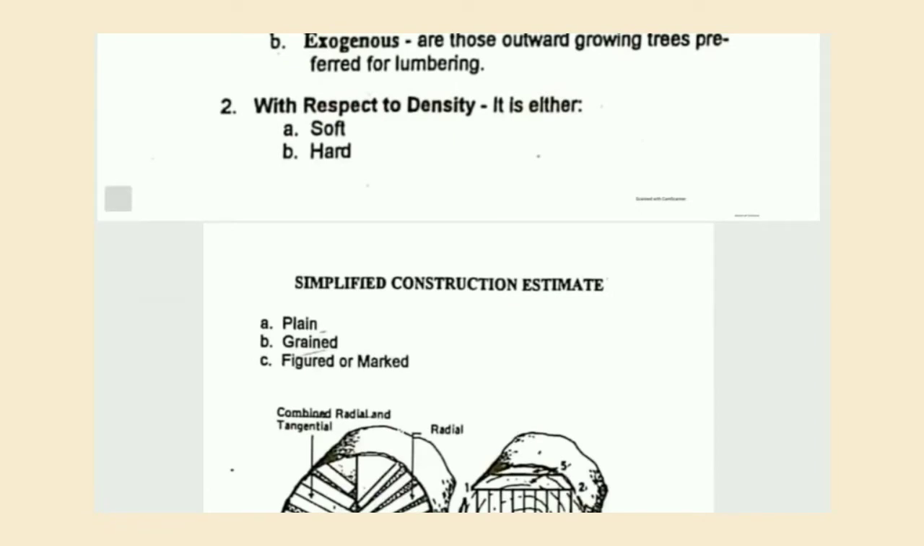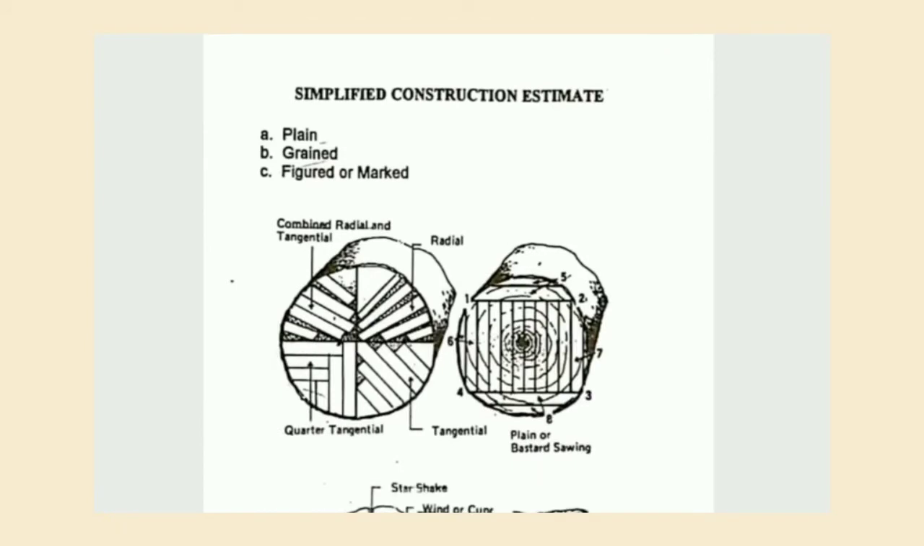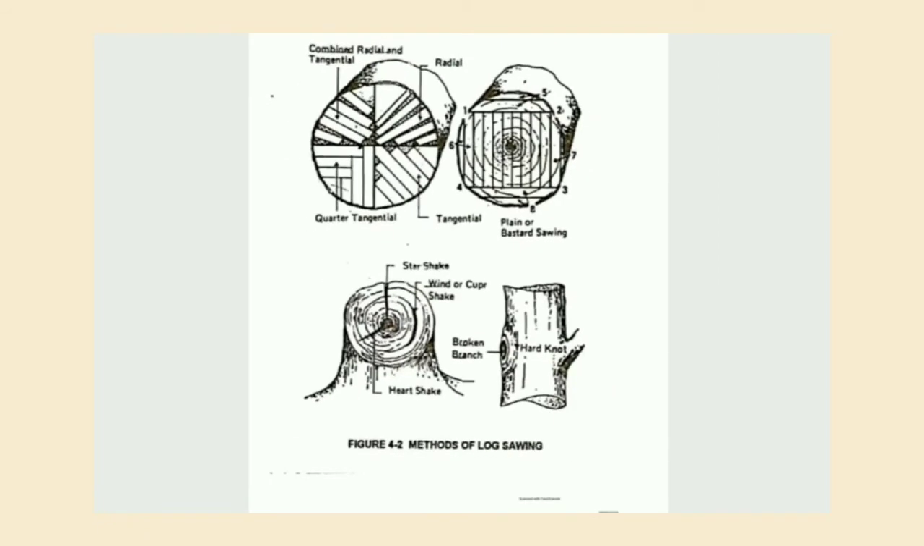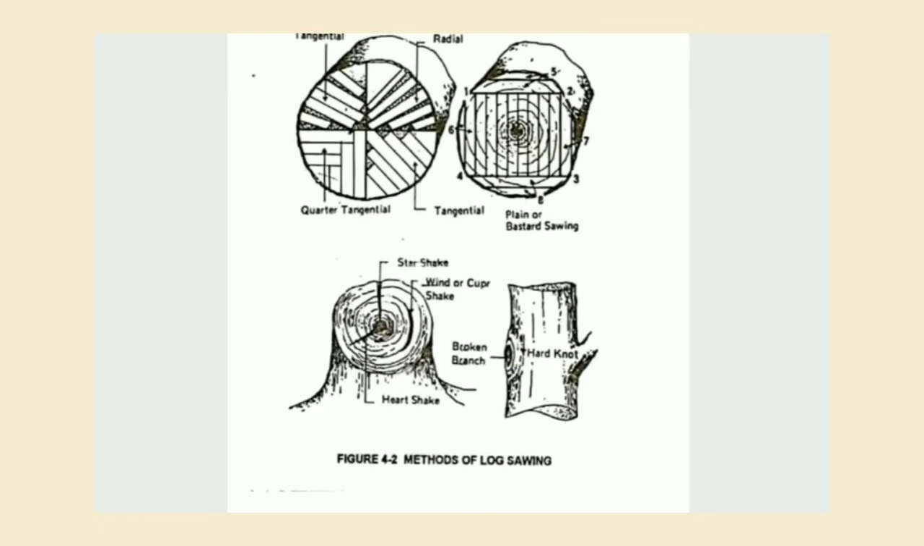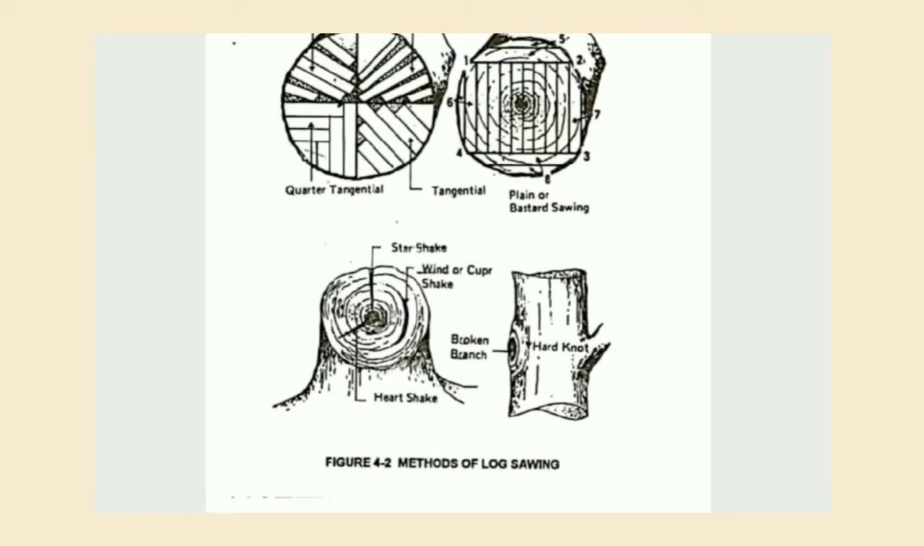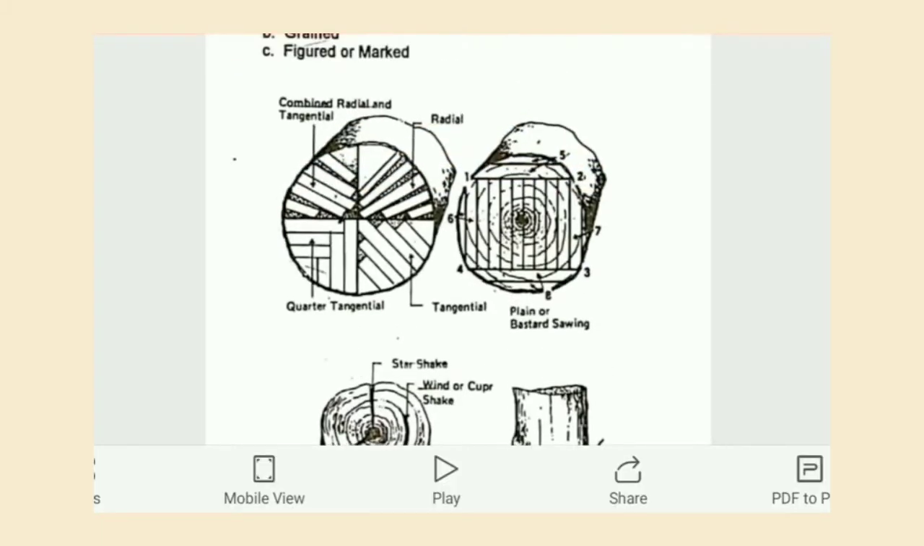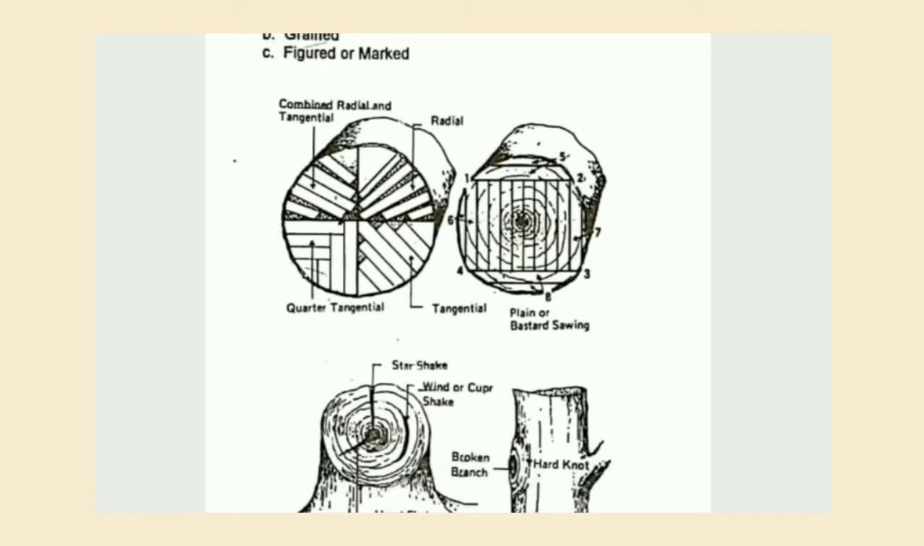Next is with respect to density. It is either soft or hard. Next is according to its texture or appearance. It has plain, grain, or figured or marked. These are the types of wood or the patterns of the wood. We can see the heart shake, the broken branch, the star shake, the wind shake or cup shake, and it also has radial, quarter, tangential, or plain or bastard sawing.